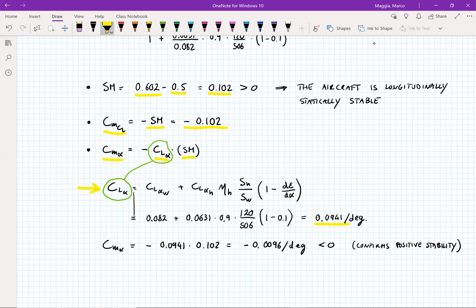It should be degrees to the minus 1, or 0.0941 CLs over degrees. So it's a rate of change of the CL with respect to alpha. All right, so Cm alpha is minus that value times the static margin, which we found earlier. So we have that Cm alpha is minus 0.0096, 1 over degrees, which is negative, and confirms, therefore, the positive static stability.